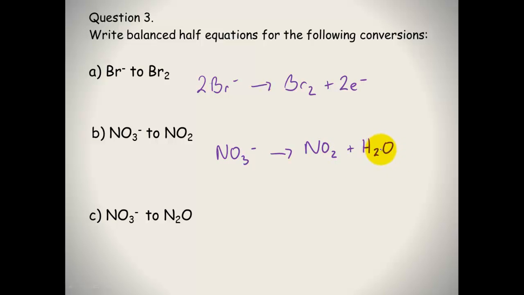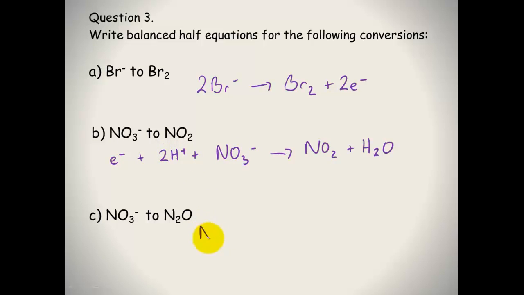Hydrogens need to be balanced. I've got 2 hydrogens on this side, so I'm going to need to add 2H positive on this side, and now I just need to balance the charges. So I've got 0 charge on this side, and here I've got 2 positive and 1 negative. So I'm going to need to add 1 electron on this side. Now I've got 2 negative and 2 positive, which equals 0.